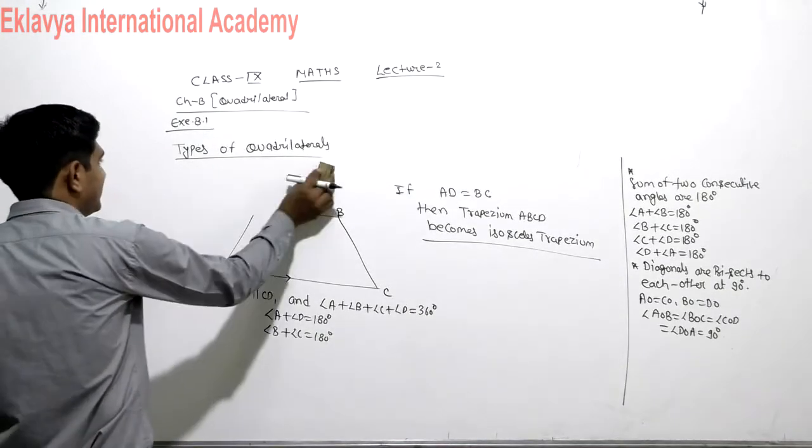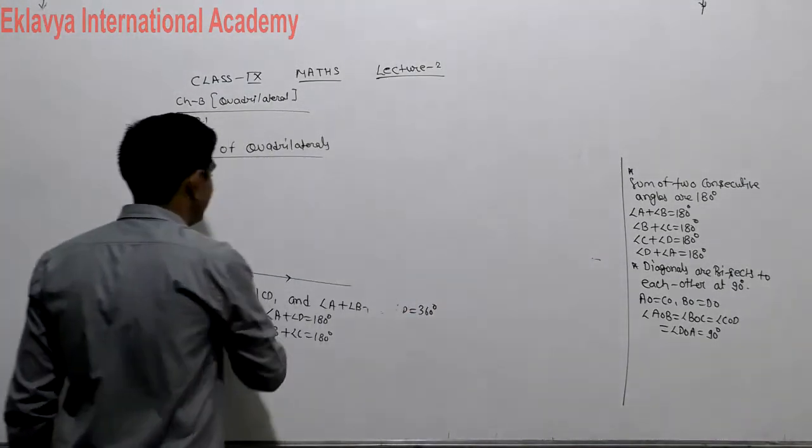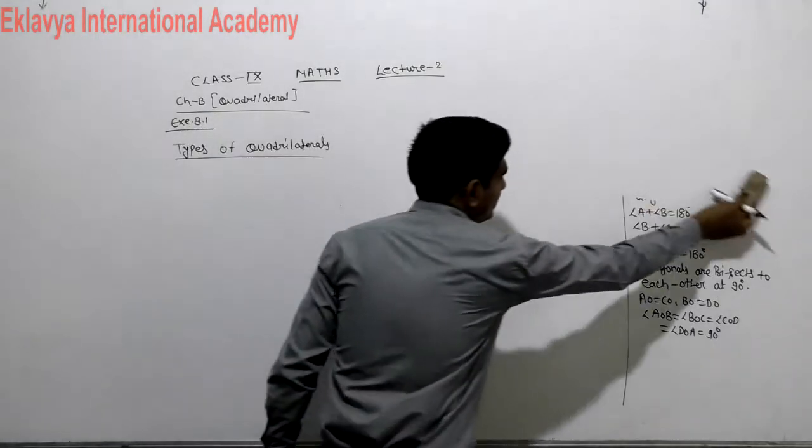Next is the kite. Kite is also a quadrilateral.